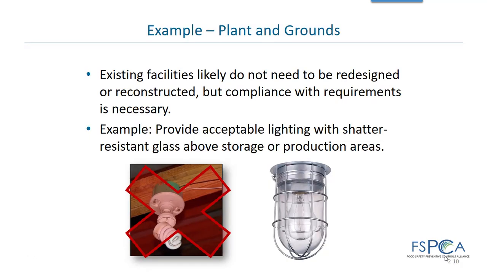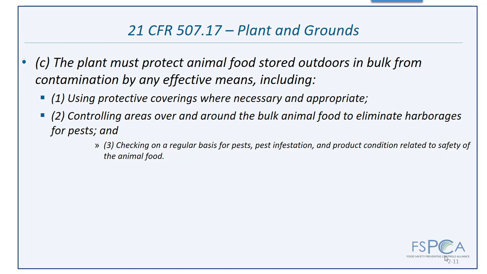So like I said, existing facilities likely don't need to be redesigned or reconstructed, but it will be important to think through those requirements and make sure that the facility is in compliance with them. One specific thing that is pointed out in the regulation is the idea of shatterproof or shatter-resistant glass above storage and production areas. That definitely will be a critical thing that we need to make sure all of our facilities are protecting from glass contamination by replacing those fixtures. So that could be a pretty simple and low-cost way of retrofitting your facility to meet these requirements.